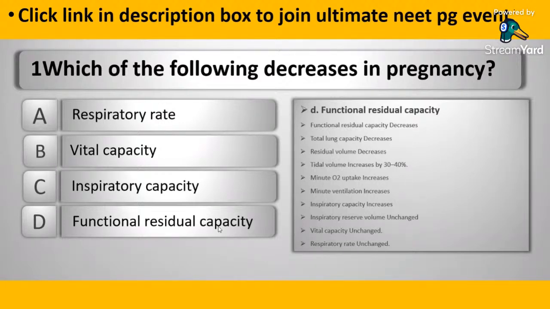This can be asked as a question. Vital capacity, respiratory rate, unchanged. Inspiratory capacity increases. Functional residual capacity decreases. Total lung capacity, residual volume decreases. Tidal volume increases by 30 to 40%. Minute oxygen uptake, minute ventilation increases, inspiratory capacity increases. So if you master this MCQ, if a similar MCQ comes, you can solve that easily.